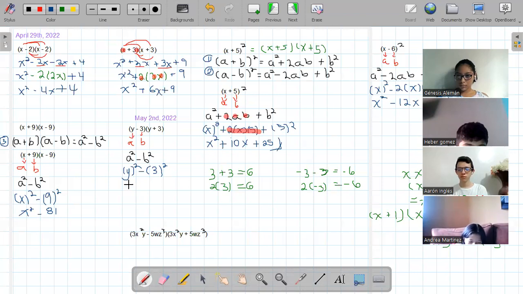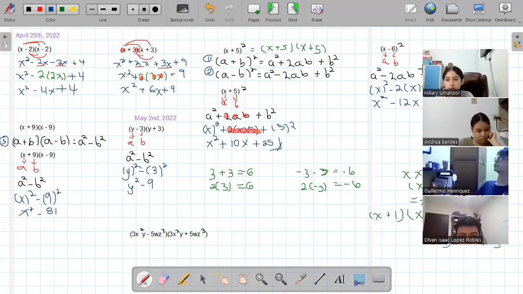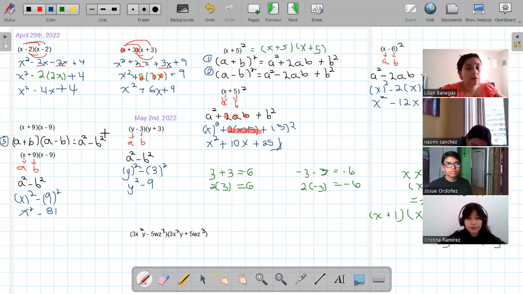Y squared. Y squared, very good. Minus, how much is 3 to the square? 9. So minus 9. Can I simplify anything in there? No, I cannot. Okay, so what are we going to do now? Nothing. That's my final answer. And that's it. Easy peasy, breezy, lemon squeezy, right?